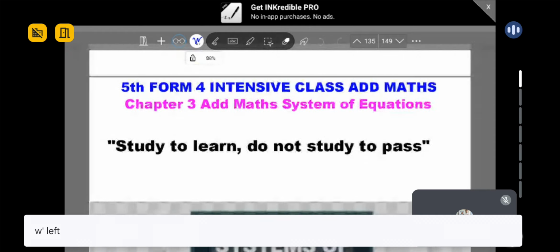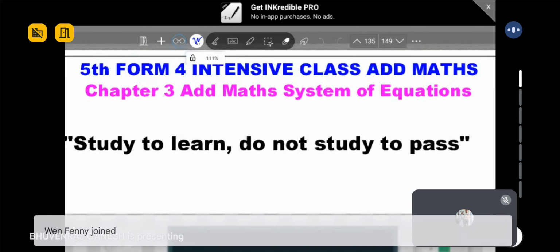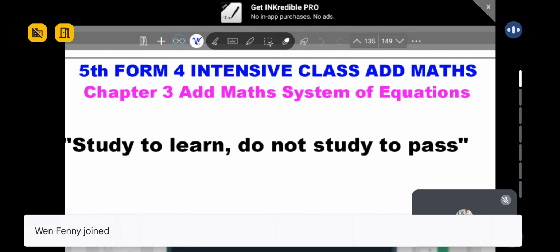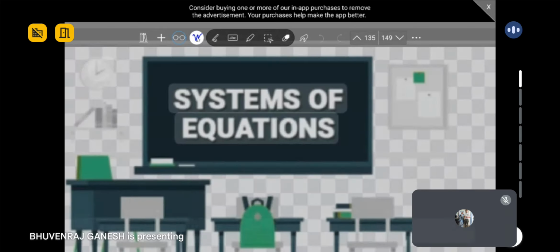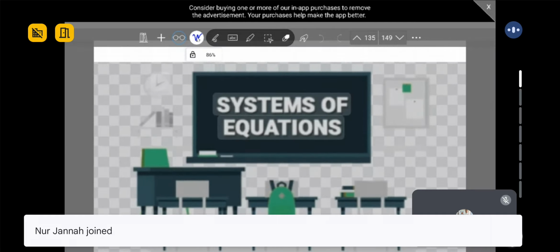Okay. So today is our fifth one lah. Okay, intensive class yang kelima in total. Alright. So guys, tell me, what do you know about system of equation?